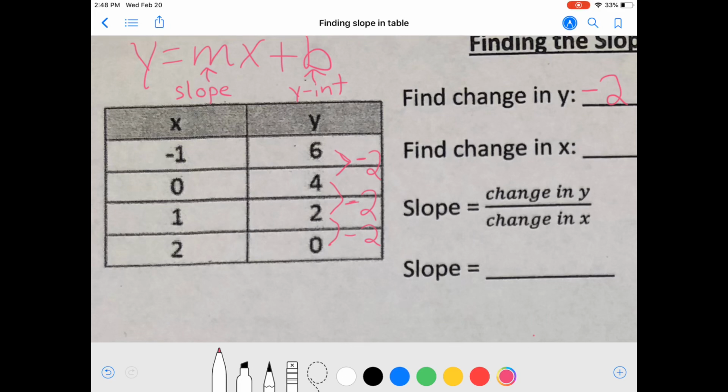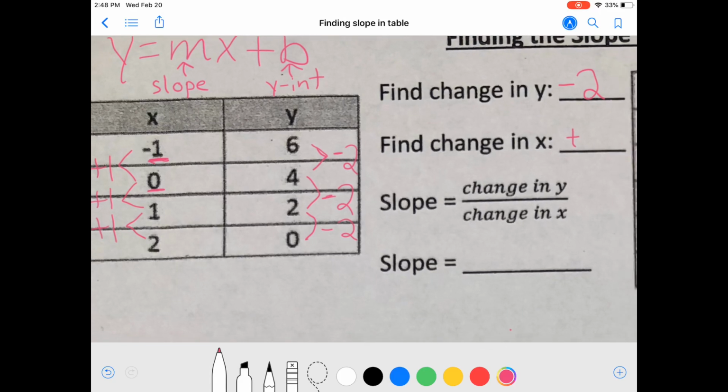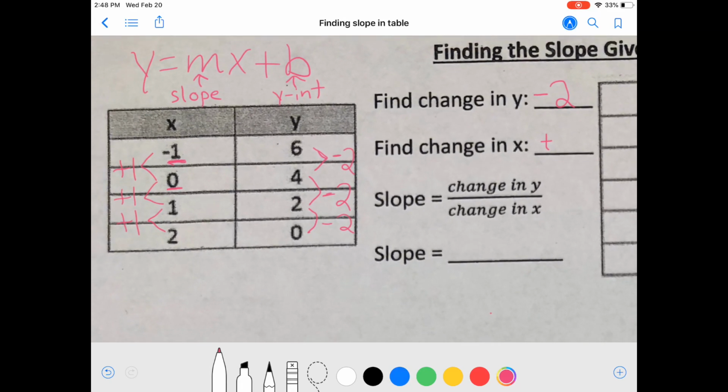Now to find out the change in x's, we're going from negative 1 to 0. So negative 1 to 0, we're adding 1. 0 to a positive 1, we're adding 1. And 1 to 2, we're adding 1. So the change in x is positive, and I'm just going to put a plus sign. You don't necessarily have to have it, but plus 1.